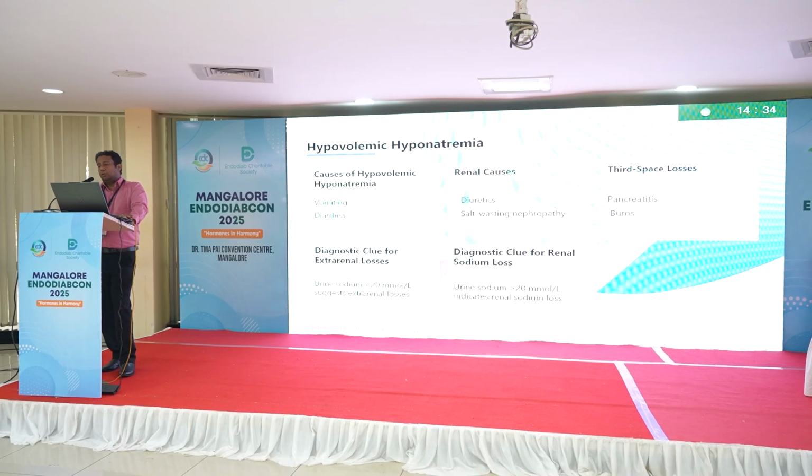So, coming to hypovolemic, the most common hypovolemic hyponatremias are GI, that is vomiting, diarrhea, diuretics, third space loss, burns, and also it could be extra renal. How you decide whether it is renal or extra renal is based on the urine sodium.